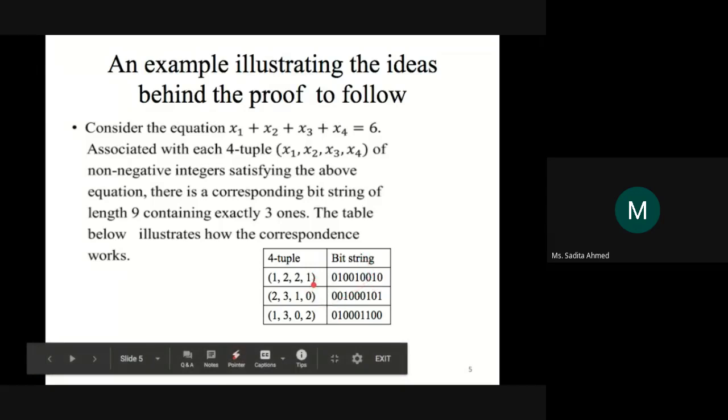Now finally, x4 is equal to 1. Again, since x4 is equal to 1, a single 0 to represent that. So this bit string represents this specific solution.